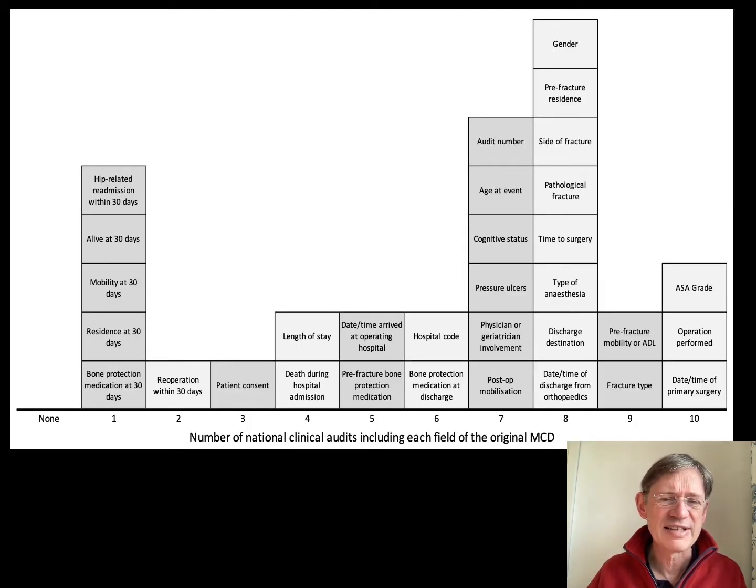That's probably most easily seen in this diagram. So for each of the 32 questions of the original minimum common data set, you can see how often they were being used. You can see that 5 questions are being used in just one of the audits, and only 3 questions were being used in all 10.